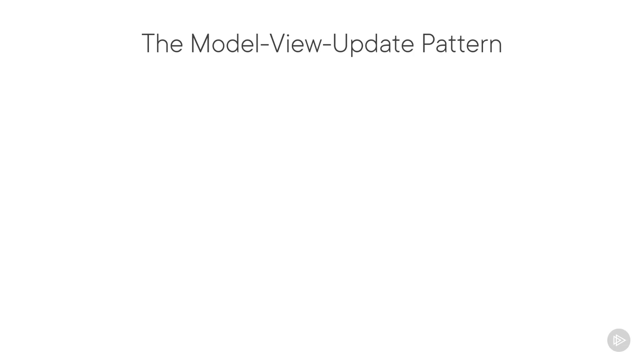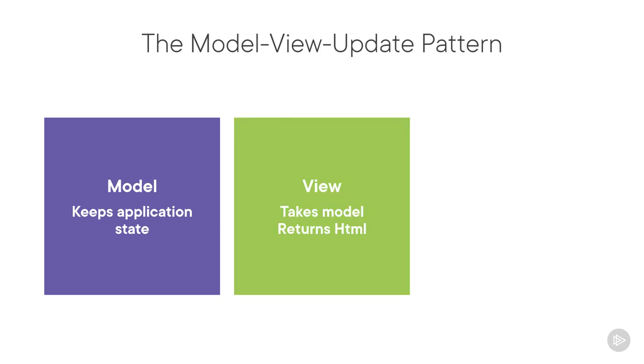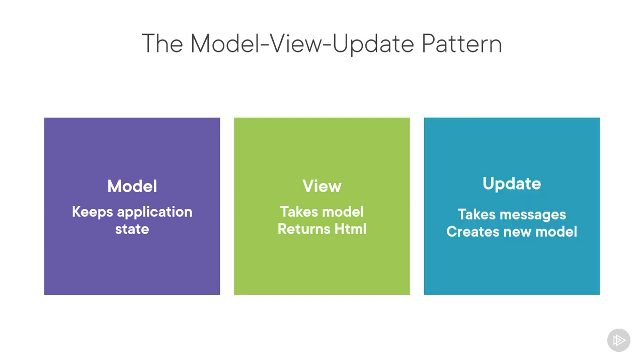Let's have a quick recap of the model view update pattern, which is the cornerstone of Elm web apps. The model is responsible for keeping the application state, such as the list of products in our shopping cart web app. The view is responsible for the presentation of the web app. Since the presentation is data, the view takes the model as input and returns the output of various Elm HTML functions. The update is responsible for the interactivity of web apps, since it takes messages, such as mouse clicks, and then creates a new model.